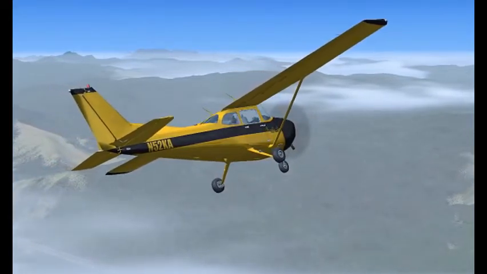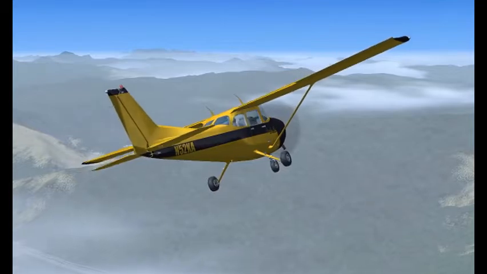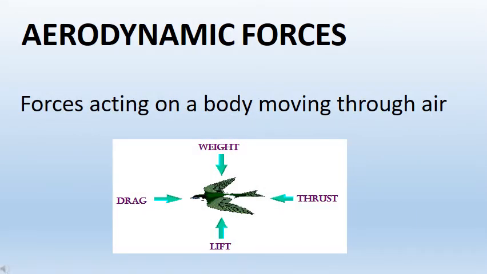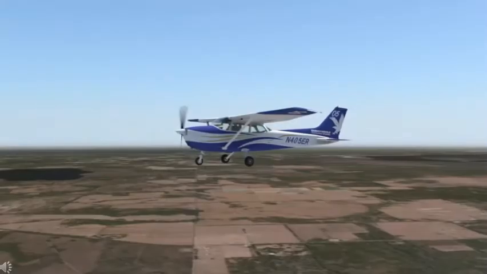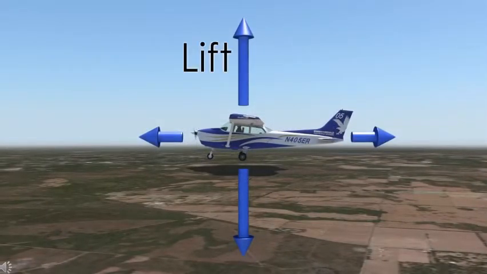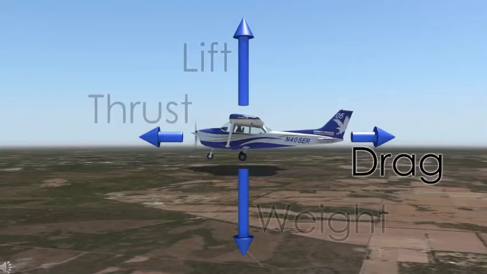Now let us understand the various forces which control the dynamics of an aircraft. The forces acting on a body moving through air are called aerodynamic forces. The flight of an aircraft is made possible by a careful balance of four physical aerodynamic forces. These four aerodynamic forces are lift, weight, thrust, and drag.